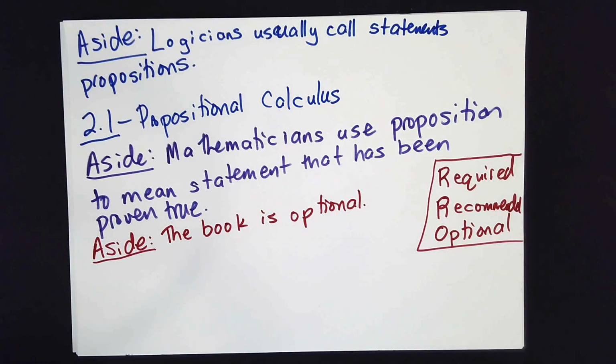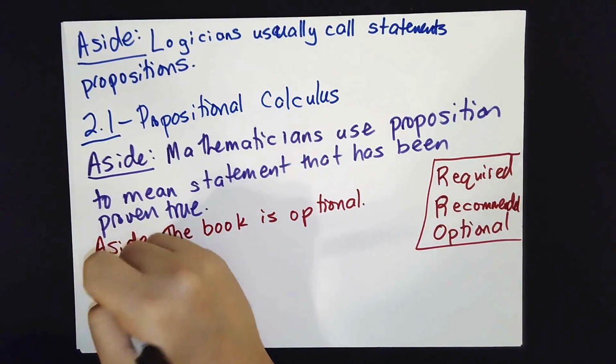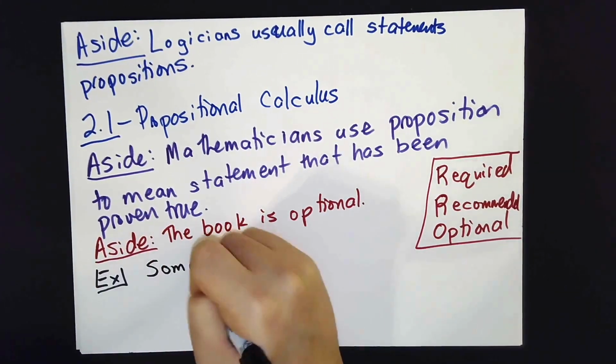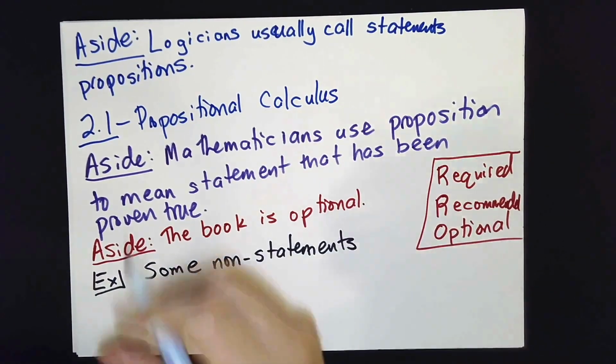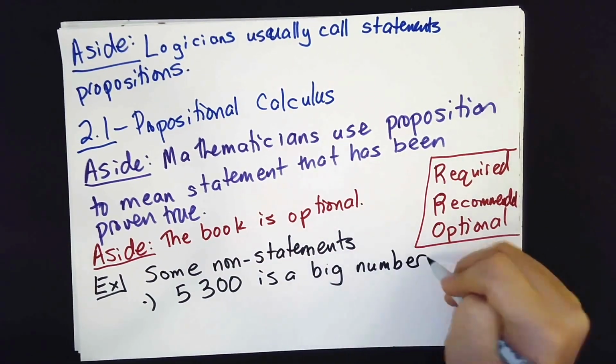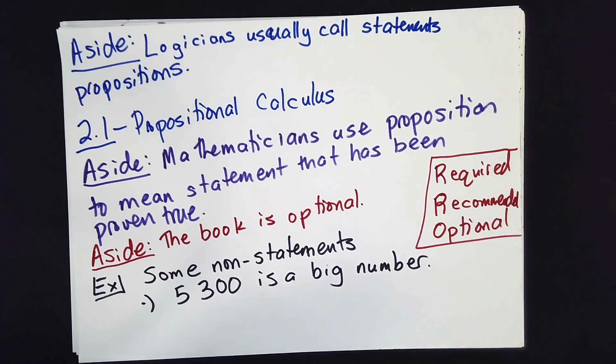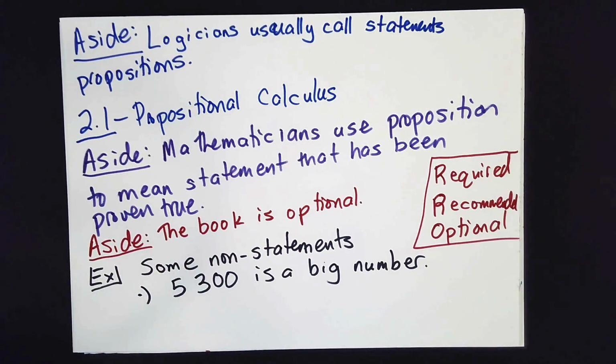So that was a long string of asides. Let's get back to talking about statements again. And let me give you some examples of things that are not statements. 5,300 is a big number. There is no well-defined sense of what it means for a number to be big. So there's potential for disagreement.